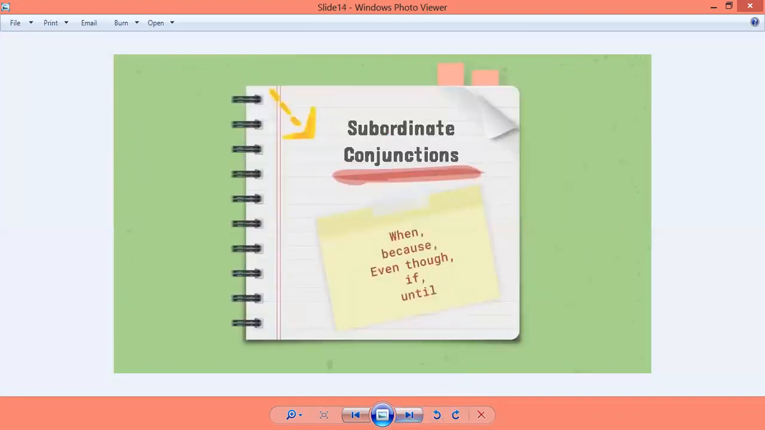Now comes subordinating conjunction. Like we were going to use coordinating conjunction in compound sentences, वैसे ही कॉम्प्लेक्स सेंटेंस में हम लोग यूज करते हैं सबऑर्डिनेटिंग कंजंक्शन. Conjunctions like when, because, even though, if, until, all these conjunctions are subordinating conjunctions. जब ये सारे conjunction हम use करते हैं तभी कौन सा sentence बनेगा? The sentence would be a complex sentence.